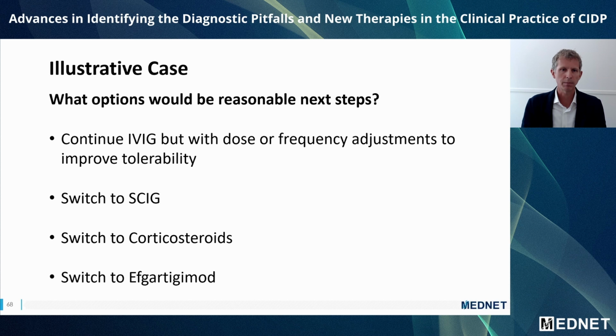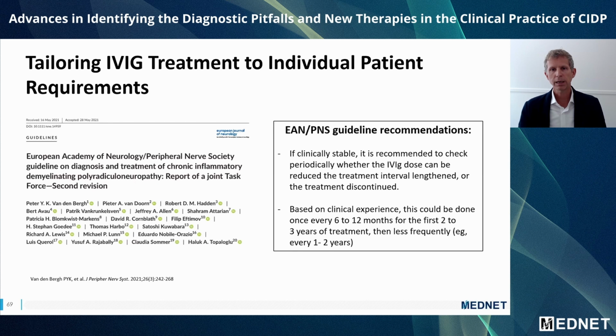So next, your options might be to continue IVIG, but to try to modify the dose or the frequency to improve tolerability, or thinking about switching to subcutaneous IG, or switching to corticosteroids, or switching to efgartigimod. So these are all treatment considerations. Now, when we're trying to optimize treatment or individualize it to patients, it can be quite challenging because we don't have that test, that biomarker, that says this person is optimally treated or optimally treated with this specific drug. But we know that some attempts to personalize and optimize treatment are really important.